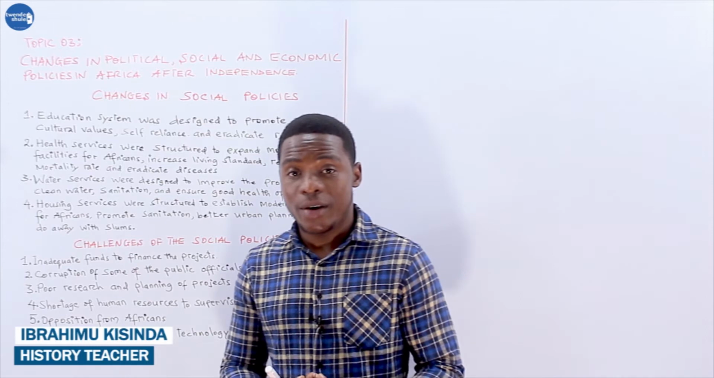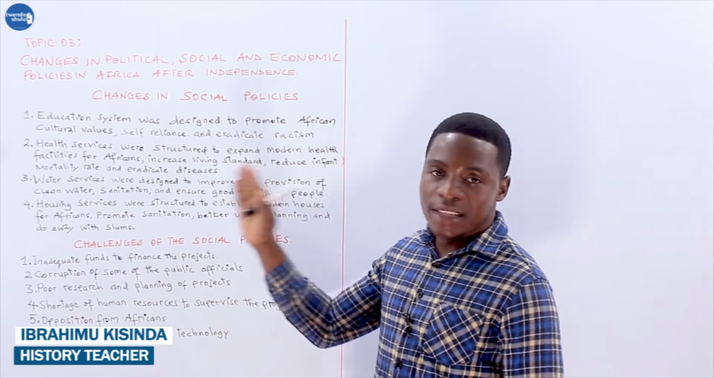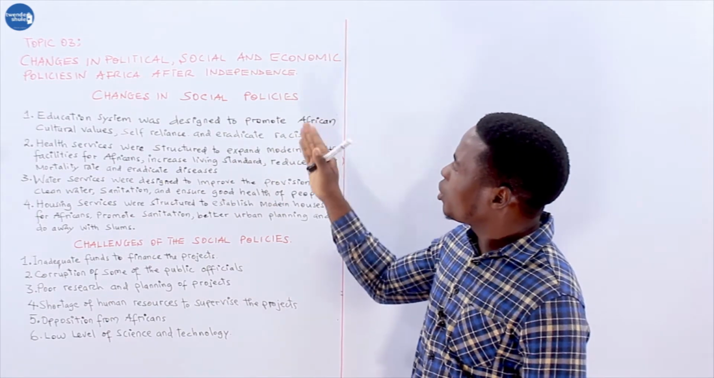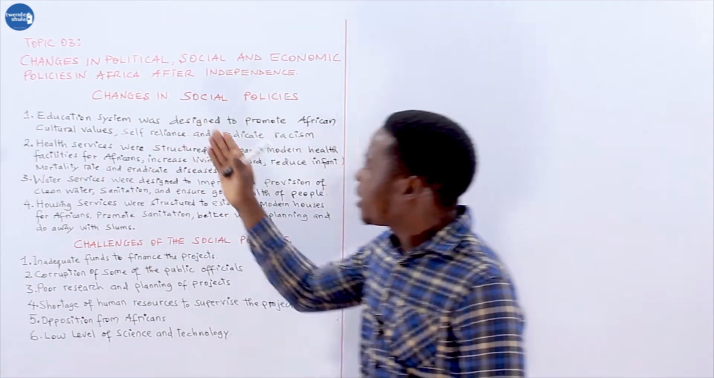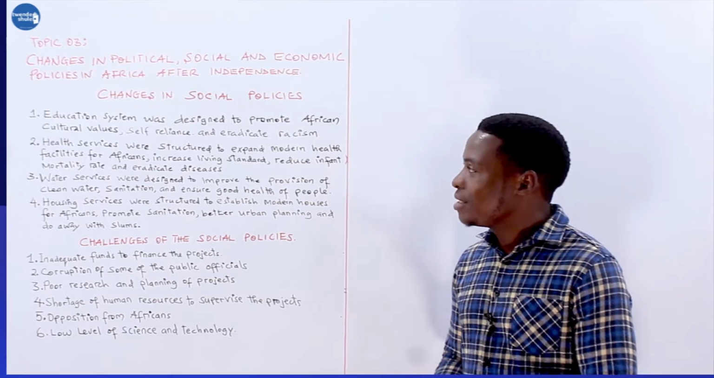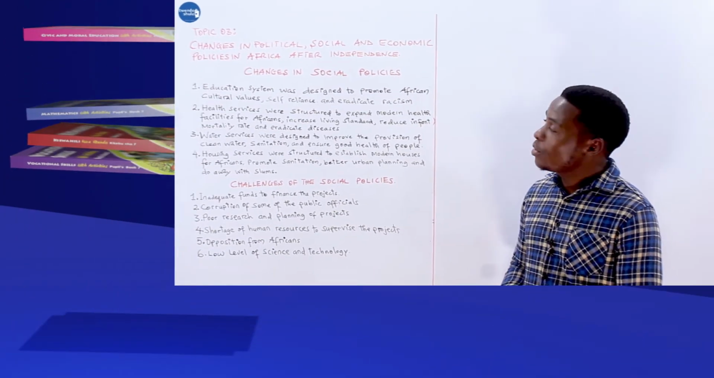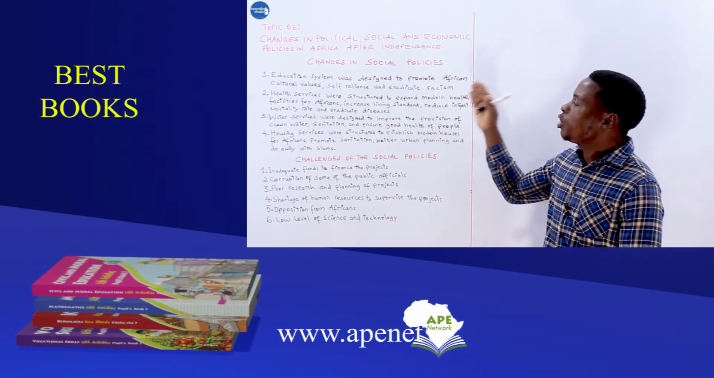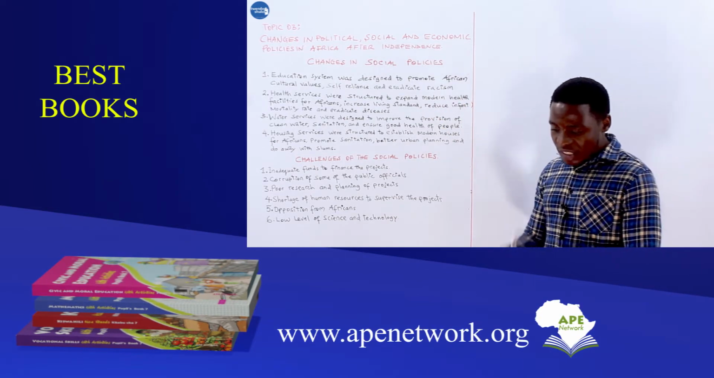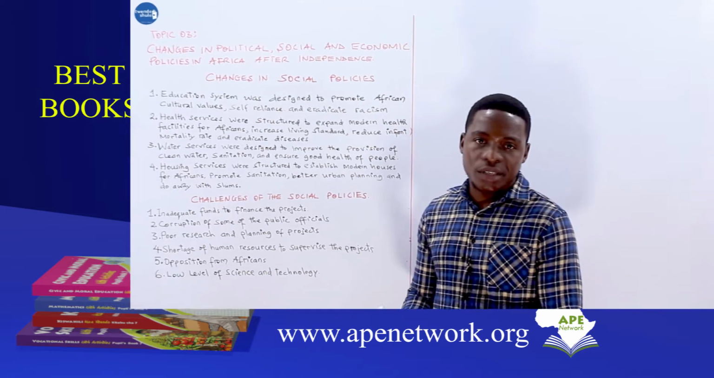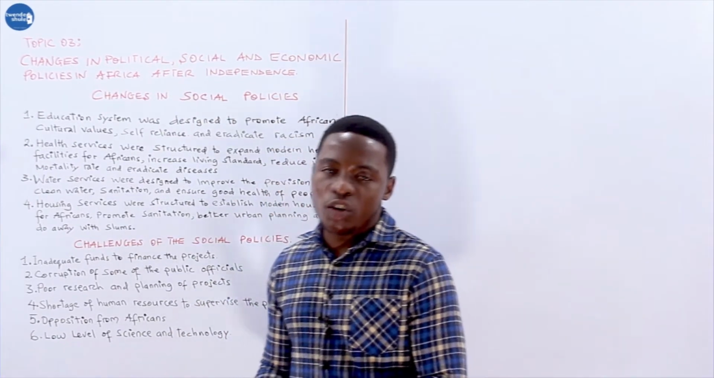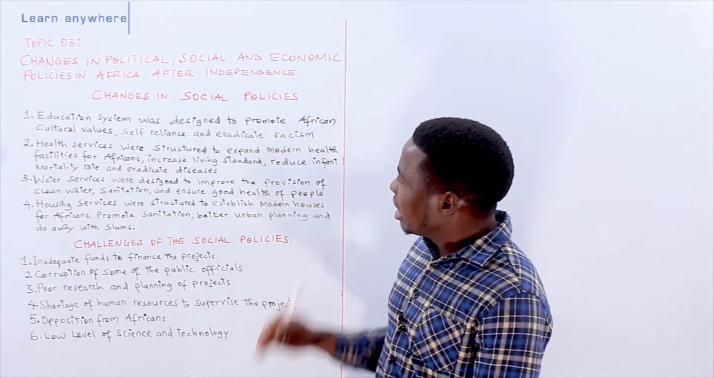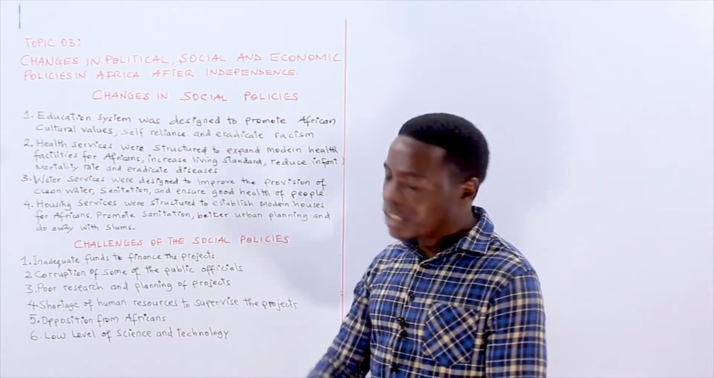We continue with our history subject, third topic in Form 4, about changes in political, social, and economic policies in Africa after independence. So today we are going to discuss the social aspect, changes in social policies. We have seen changes in political policies. We have seen changes in economic policies. So here we are going to see changes in social services.